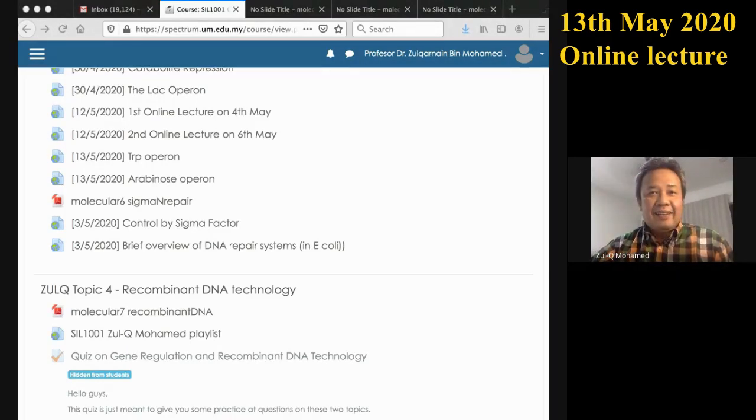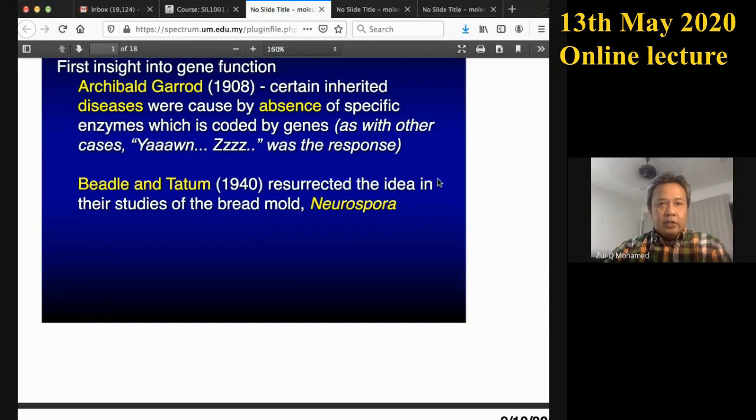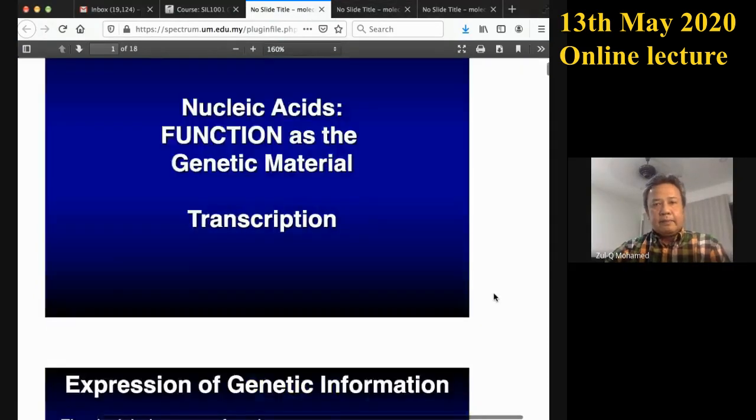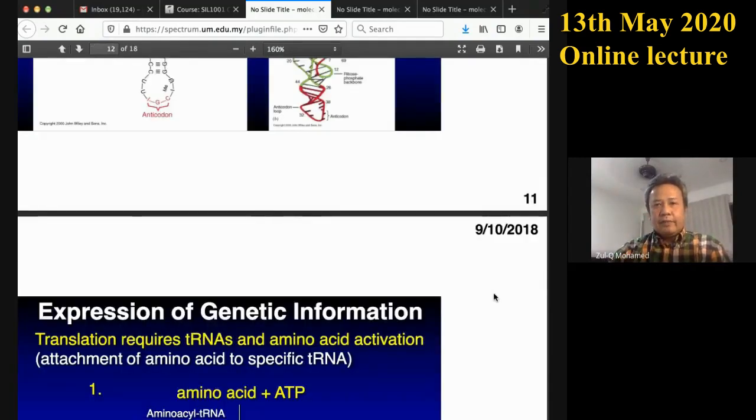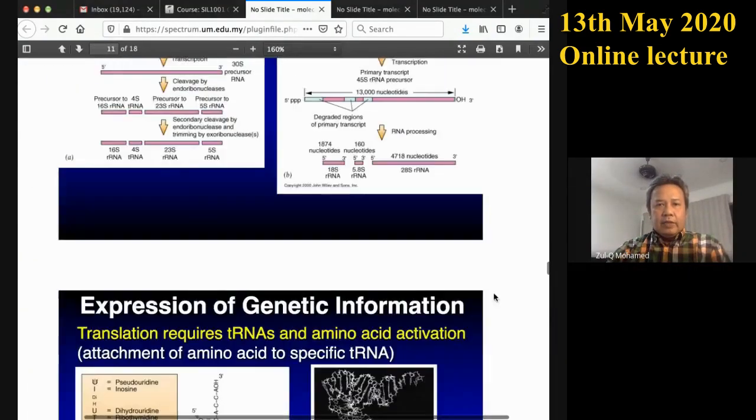Today is yet another look at molecular genetics, SIL1001. Now, in the previous lecture, we stopped at looking very quickly at translation. Maybe I can just do a recap on that one.